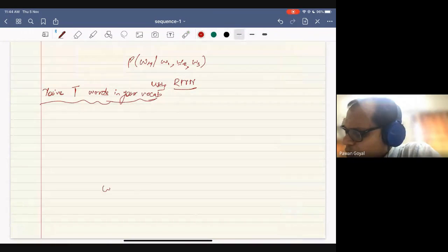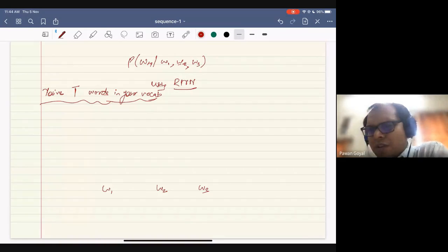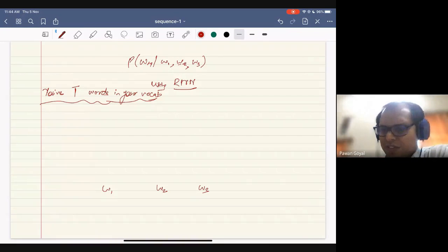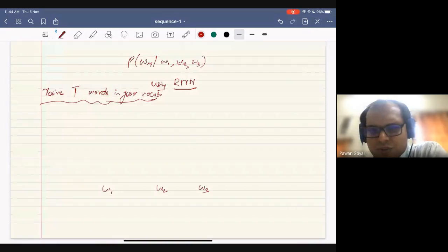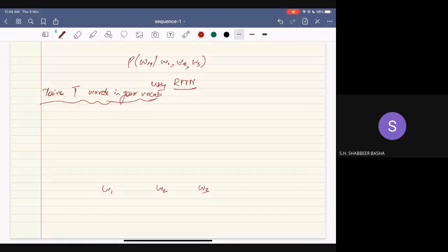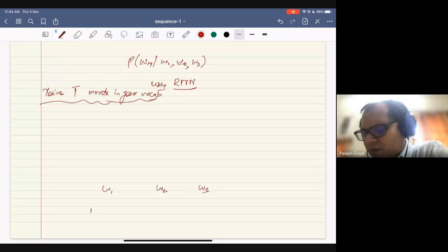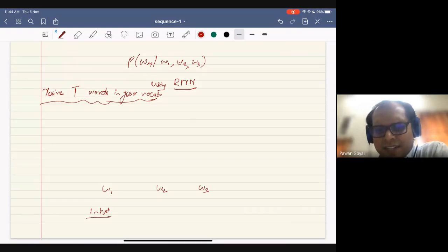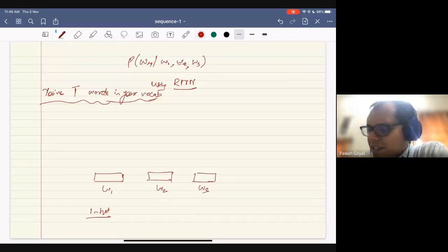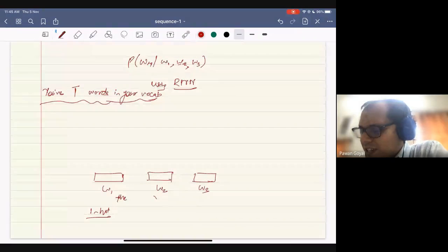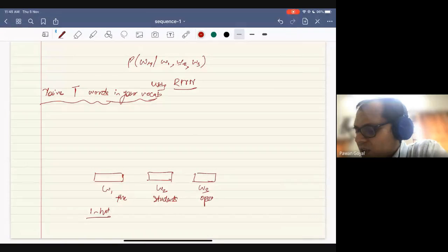So I will take W1, W2, W3 as input. Now, when I'm taking the input, how would I take the words as input? Maybe one hot encoding. We can take one hot, but you have learned something better than that now. Word2vec. We can use word to vector. So let's say I take the word embeddings of, say, the students opened. I take their word vectors.